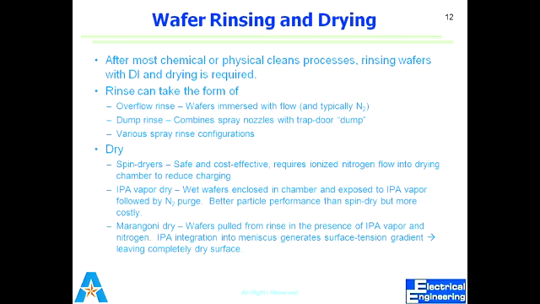But I just want to let you know what the different processes are. The third thing is various spray rinse configurations. This is usually done in the clean room at universities as well, but in our university we don't have it.